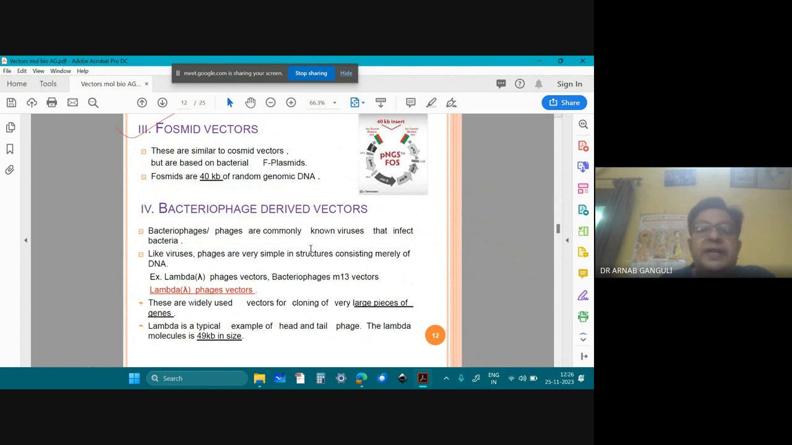So plasmid vectors, they are based on bacterial F plasmids. They can carry 40 KB of random genomic DNA. This is the plasmid vectors.